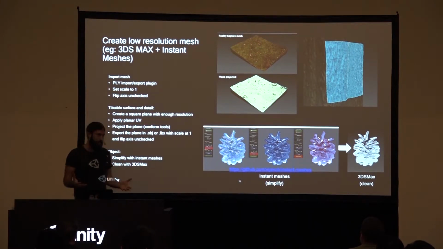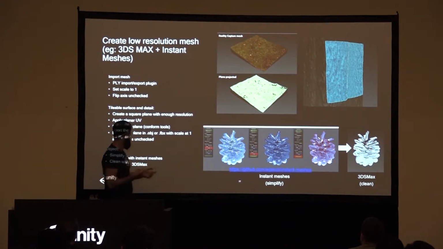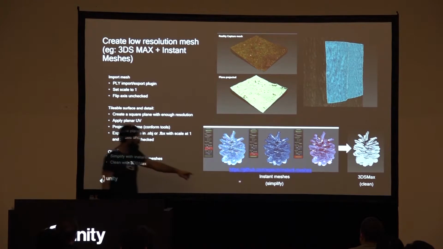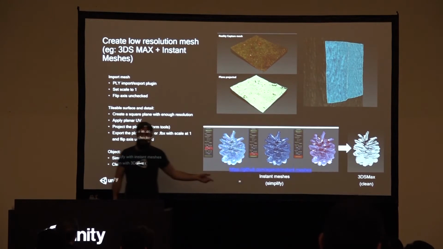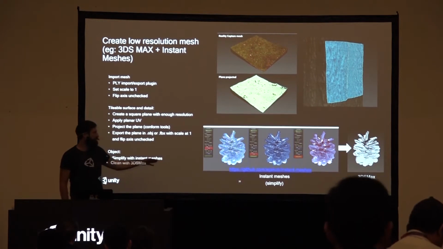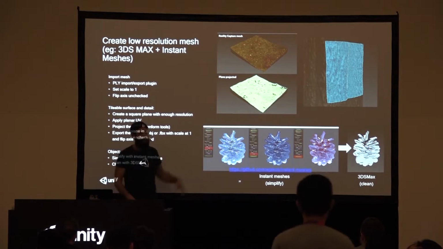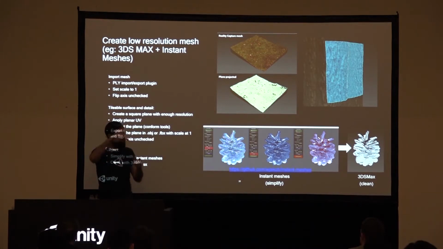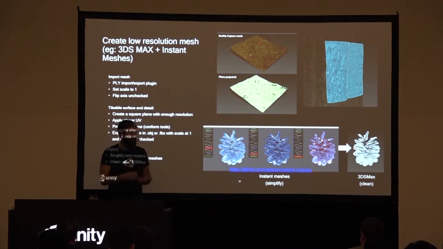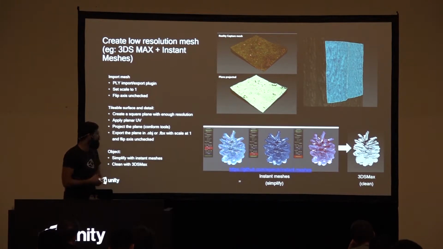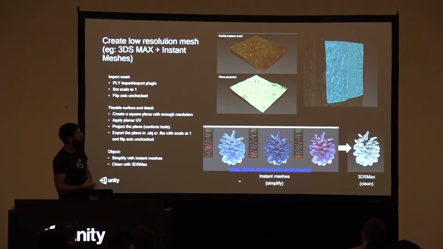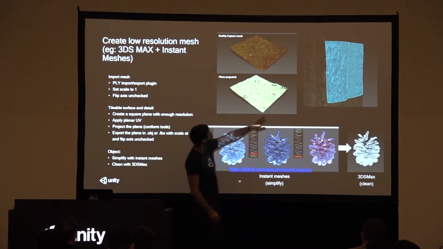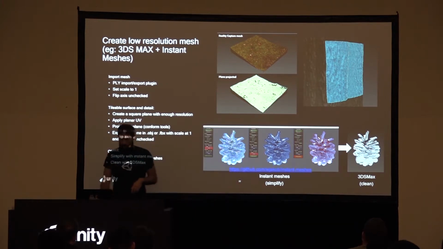Then you create a low resolution mesh this time. We used one piece of software which is very nice, Instant Meshes, if you know it. It's free, and it has a very nice interface where you can draw where you want it to respect the lines, and you press a button and it just generates a mesh. It's very nice. And then we clean it up with 3ds Max. Also the same for the detailed textures.